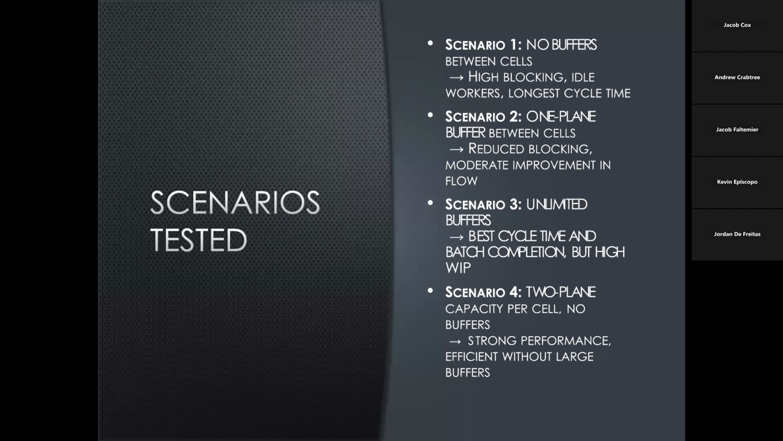And then for scenario 3, we did unlimited buffers, which we thought would have the best cycle time and best batch completion, but high work in progress. And then scenario 4, we did 2 plane capacity per cell with no buffers: strong performance, efficient, but without large buffers.